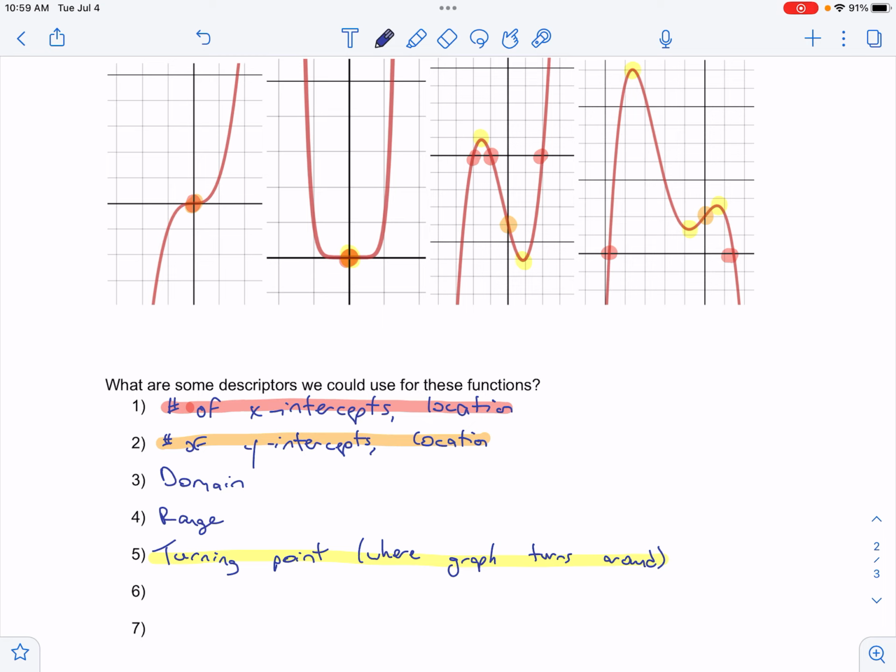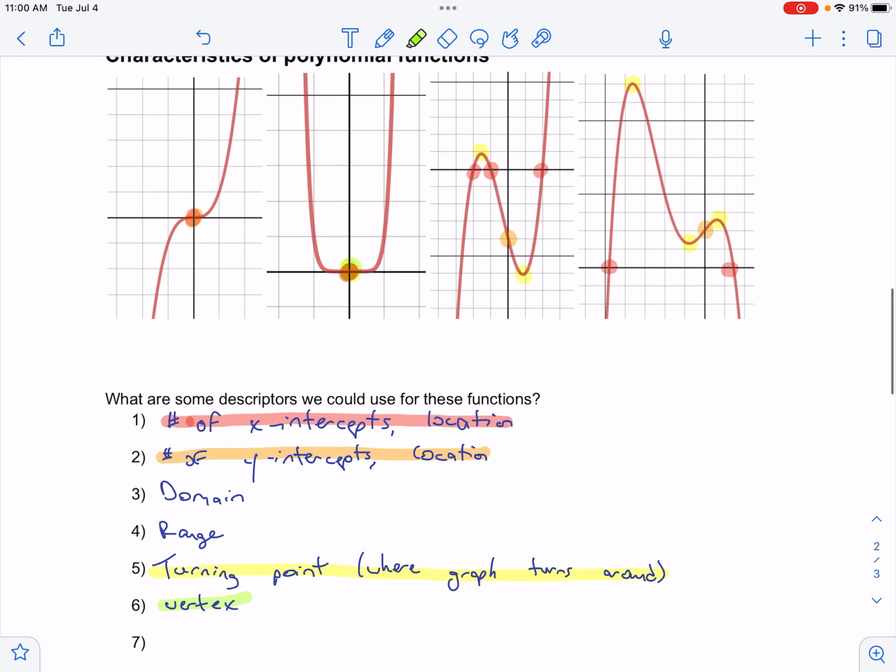We might also be familiar with the term vertex. And the difference between a vertex and a turning point is simply that a vertex is the sort of bottommost or topmost point on your graph. You saw those with quadratics, so I'll use our second graph as an example here. It's got a vertex at the bottom, but it's the only one with a vertex. Nobody else has a vertex. They all just have turning points.